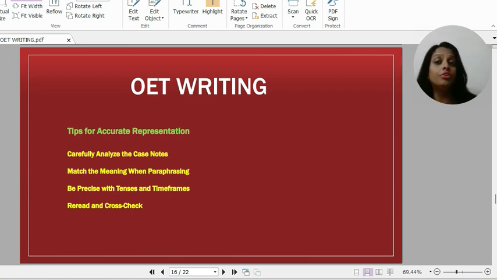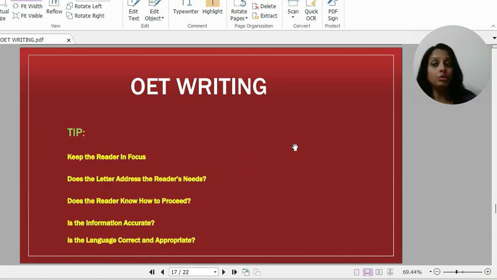Ensure that the tense of your sentence aligns with the situation described. For instance, if the case note says has been experiencing symptoms for a week, avoid using had symptoms, okay? And reread, cross check. This is very important. After paraphrasing, compare your sentence with the original case notes to confirm that the meaning remains unchanged.